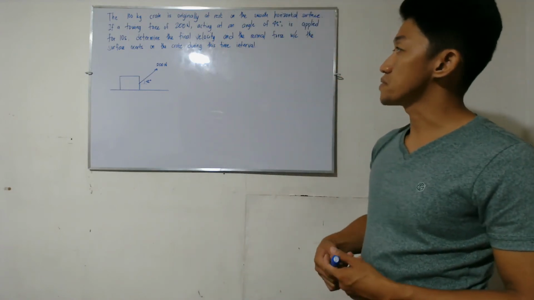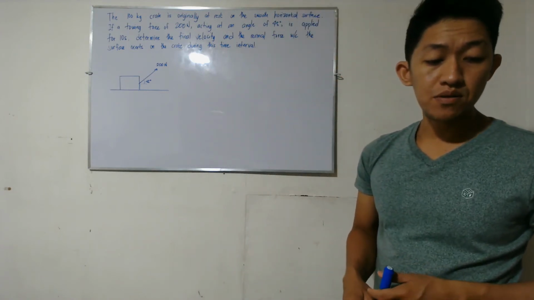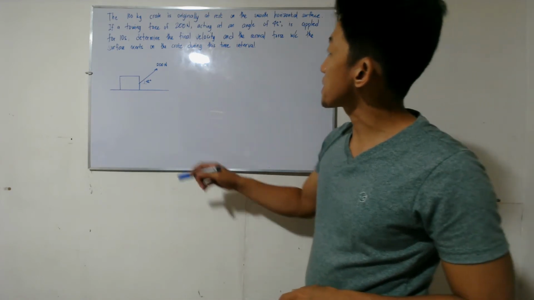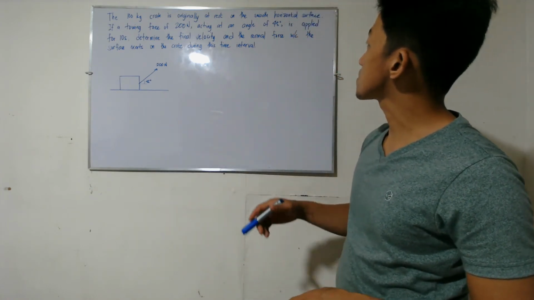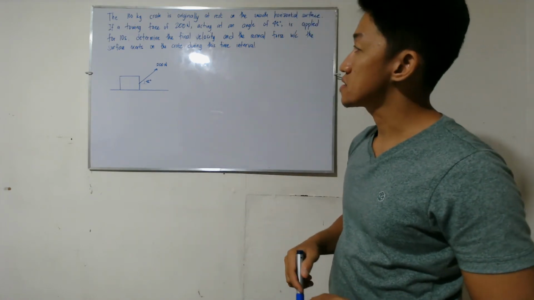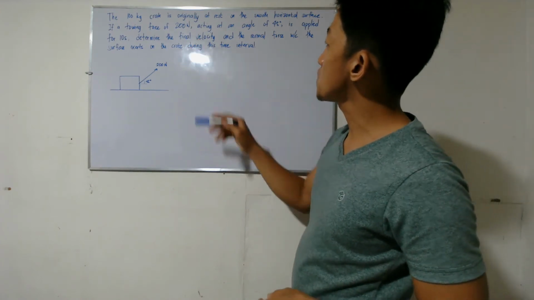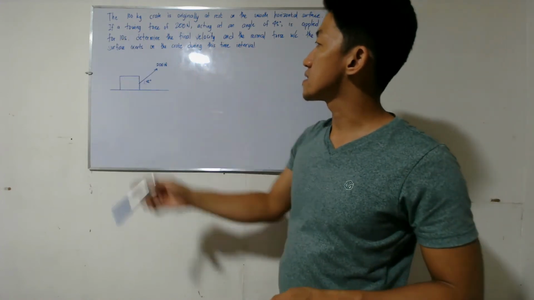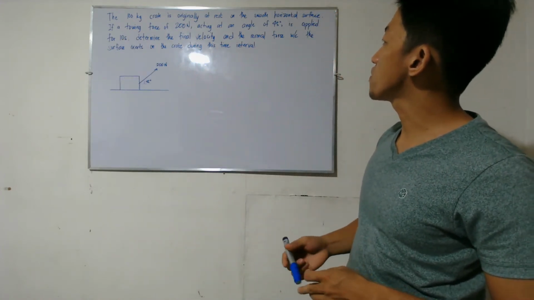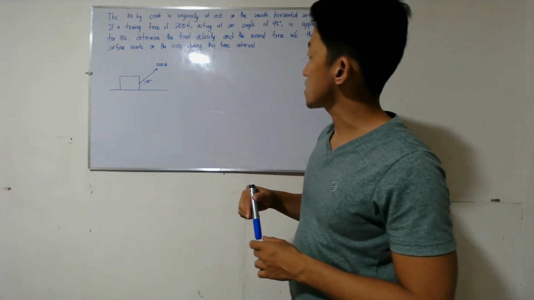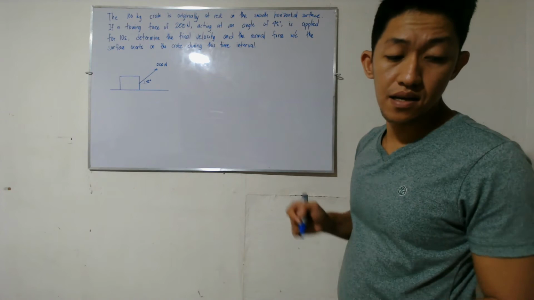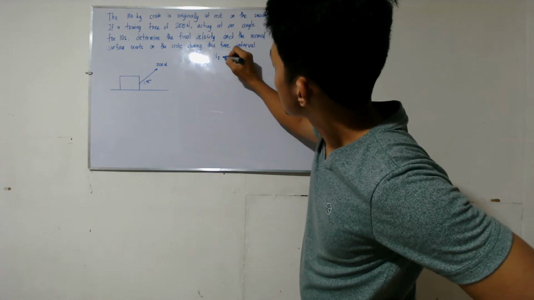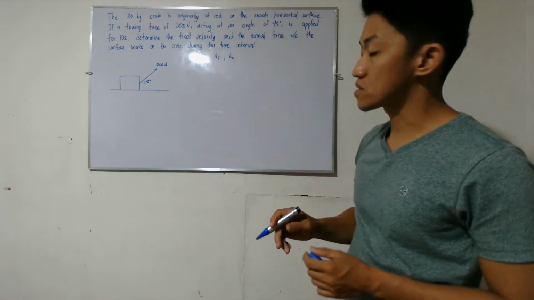Okay, so let's have an example in order to apply the principles of linear impulse and momentum. Okay, so you have a 100 kilogram crate originally at rest on a smooth horizontal surface. Now, if a towing force of 200 Newton acting at an angle of 45 degrees is applied for 10 seconds, determine the final velocity and the normal force which the surface exerts on the crate during this time interval. Okay, so we are asked to find the final velocity and the normal force.